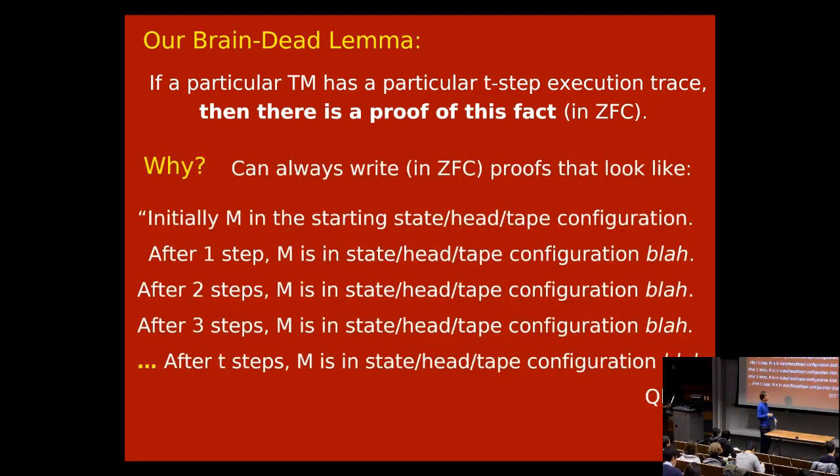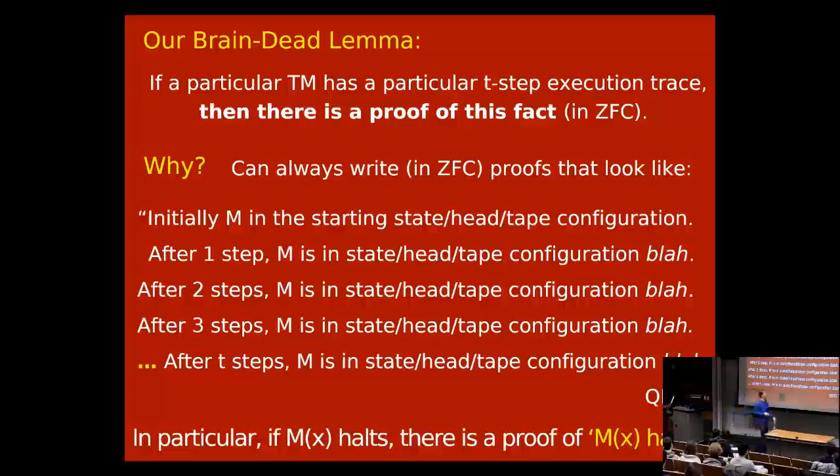So why is this true? Well, you can always write a brute force brain dead proof with the configurations. The first line of my proof is, by definition, this is the starting configuration of the Turing machine. The second line is, by definition, after 1 step, you're in this configuration. By definition, after 2 steps, you're in this configuration. You could just write out a proof with t+1 lines in it, and that would be the proof.